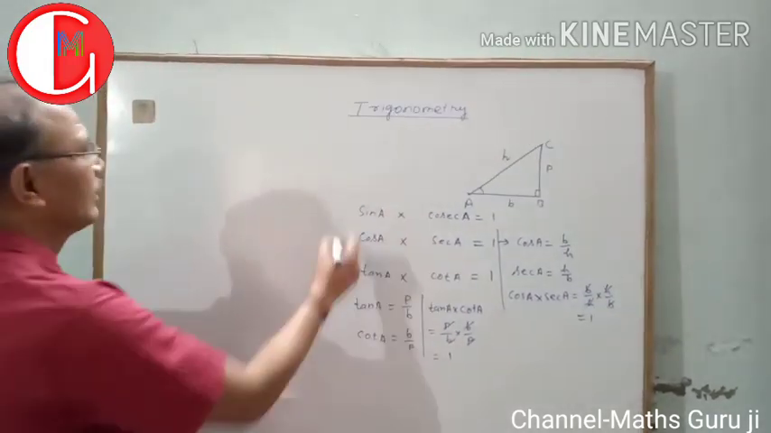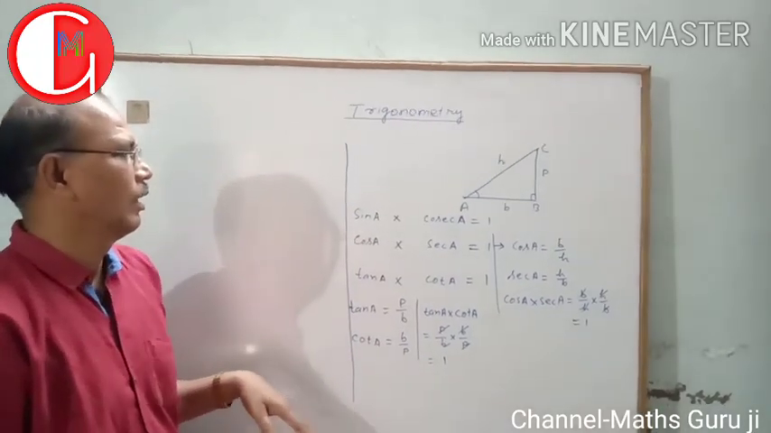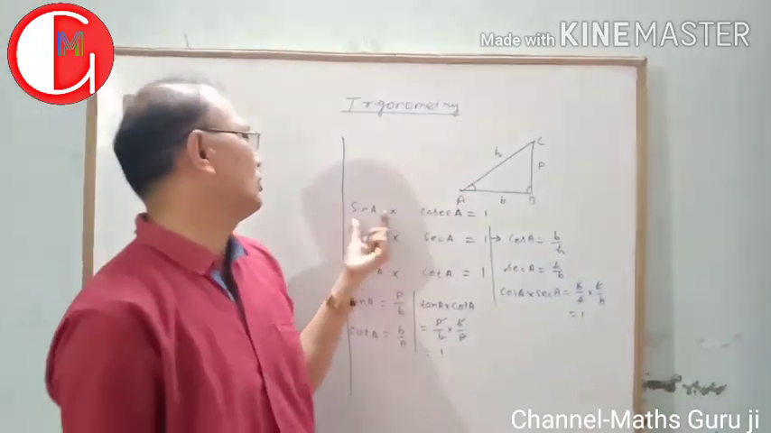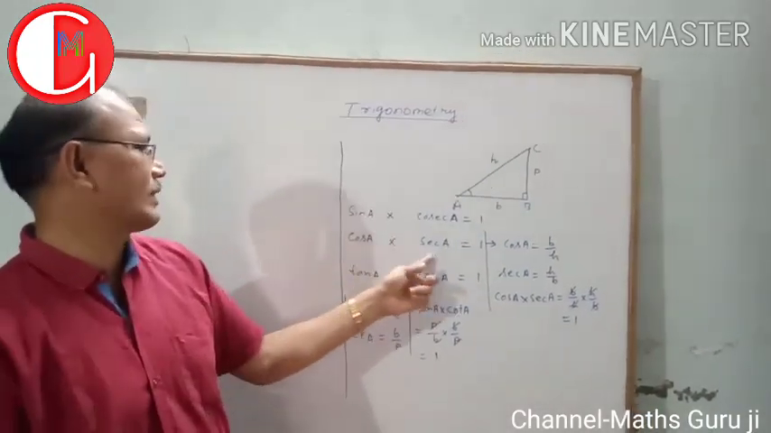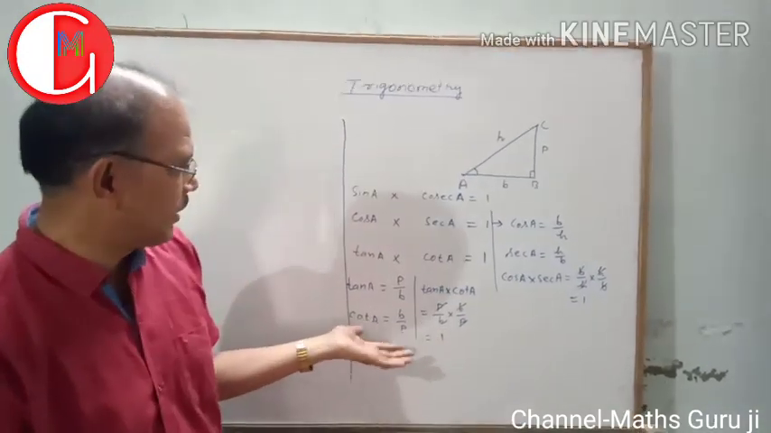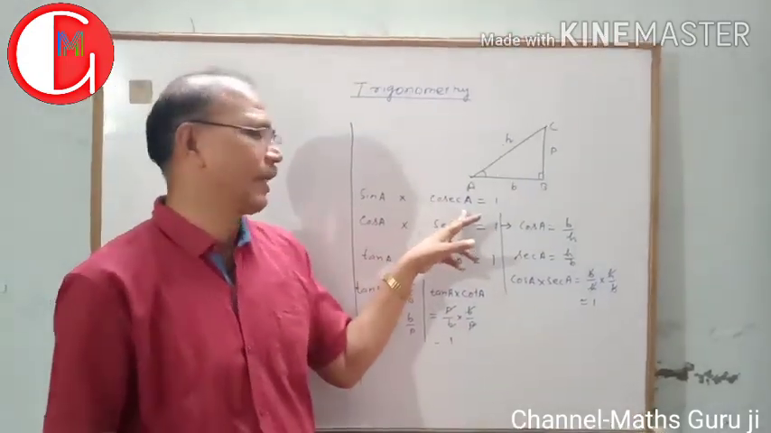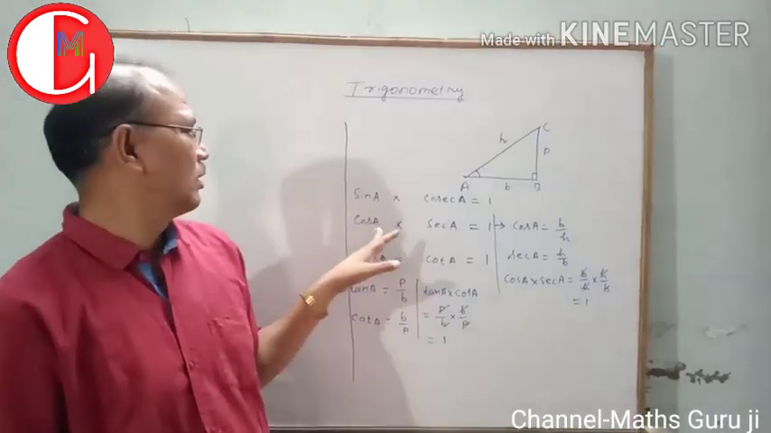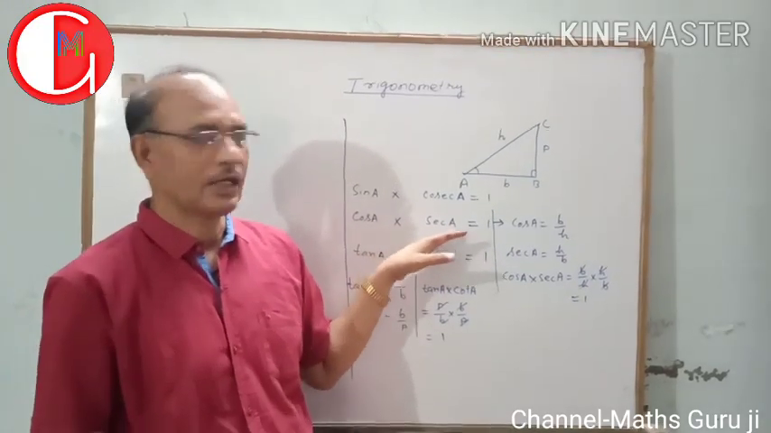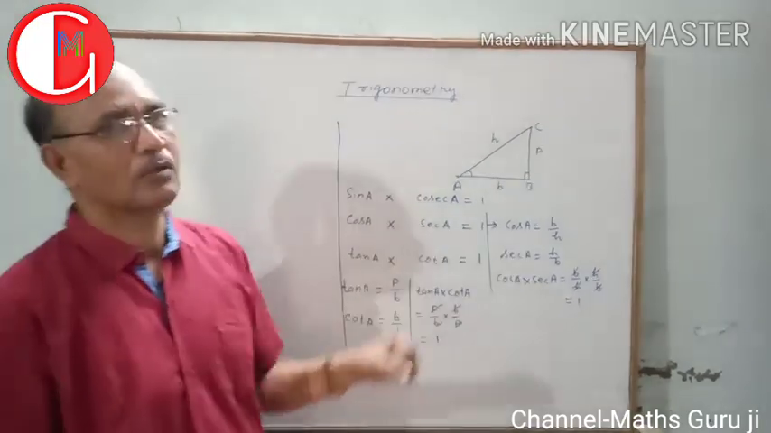तो व्हाट इज दिस कंक्लूजन? If you know the ratios of sine, cosec, cos, sec, tan and cot, so you can establish the relationship between them: sin A into cosec A is equal to 1, cos A into sec A is equal to also 1, and tan A into cot A is equal to also 1.